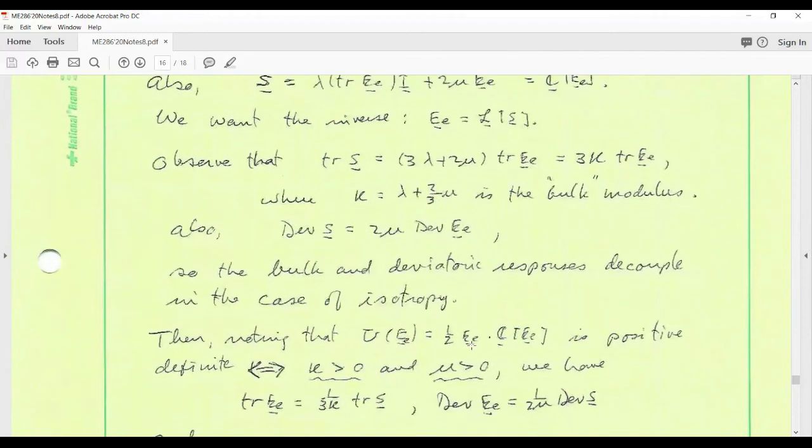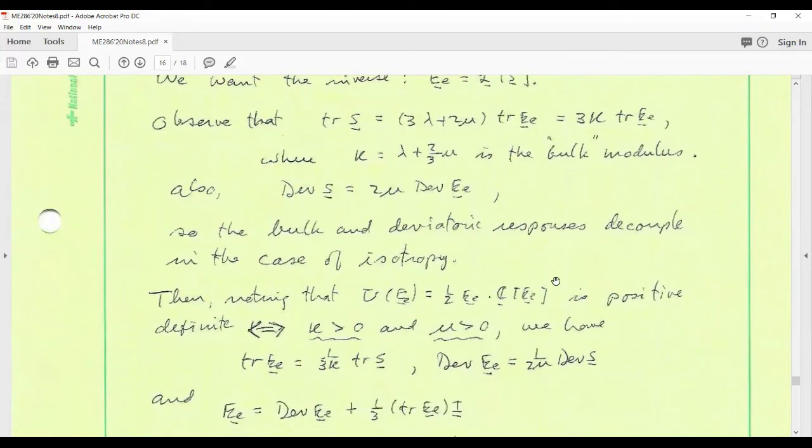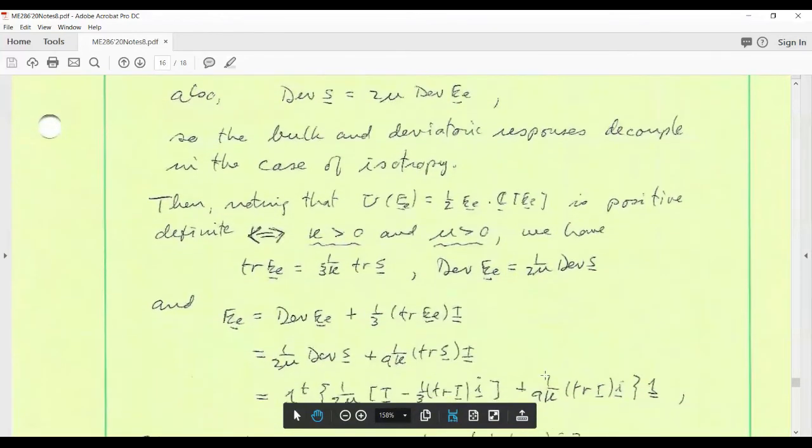And if you remember from an earlier discussion we had some time ago, the strain energy of the material, which is this quadratic function of the elastic strain, is positive definite if and only if the bulk modulus is positive and the shear modulus is positive. So we can divide by the bulk modulus here and divide by the shear modulus here. So now we have the inverses of the spherical response and the deviatoric response. We simply add them together to reconstruct the total strain, and we get this.